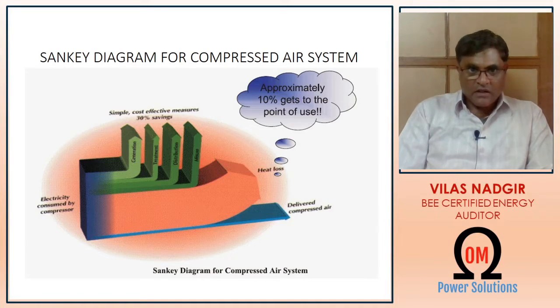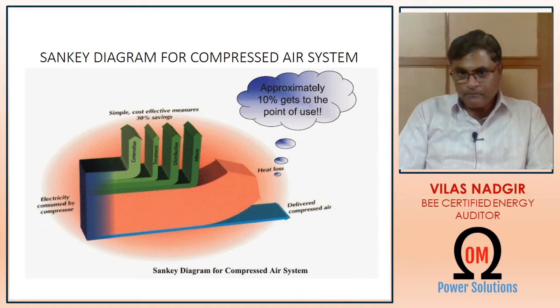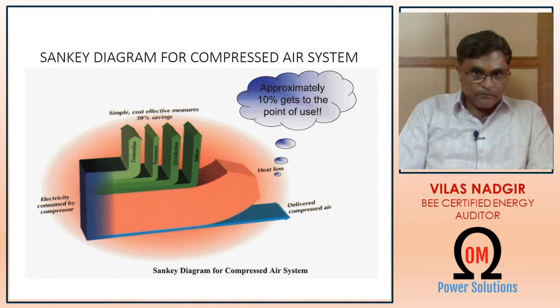This shows the Sankey diagram for compressed air system. You can see here that only 10 to 30% of the energy in compressed air system is being utilized at the point of application, which means that about 70 to 90% of the energy is being lost in the form of heat or in the form of friction. So a very huge loss is occurring here.